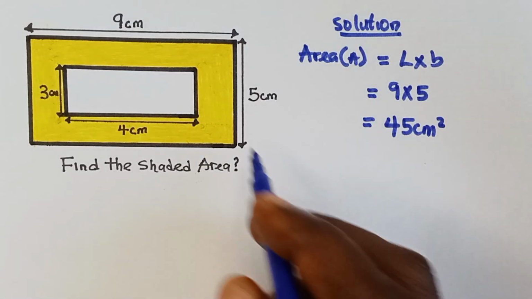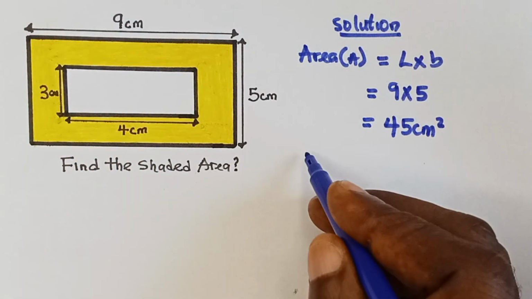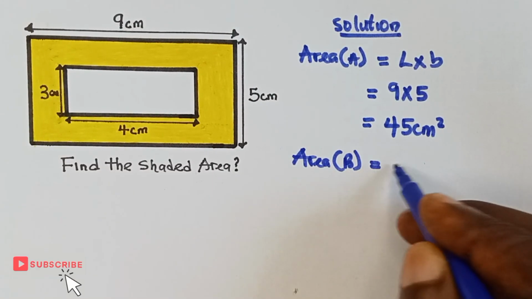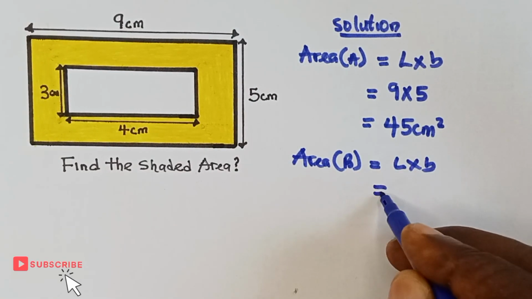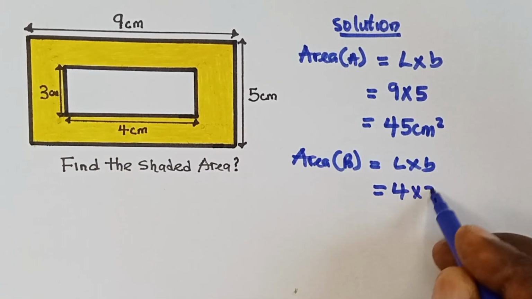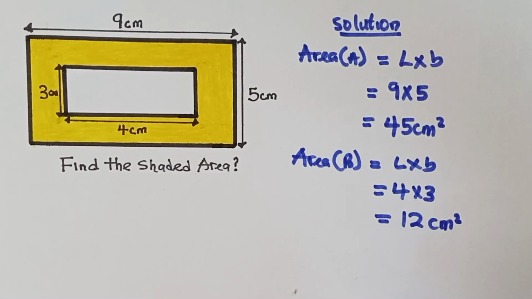Now let's look at the area of the smaller rectangle, the one inside this. Let's call it area B. It is also length times breadth, and this is the dimension. So we have 4 times 3, and that is 12 centimeters square. So we know the area of the two rectangles.